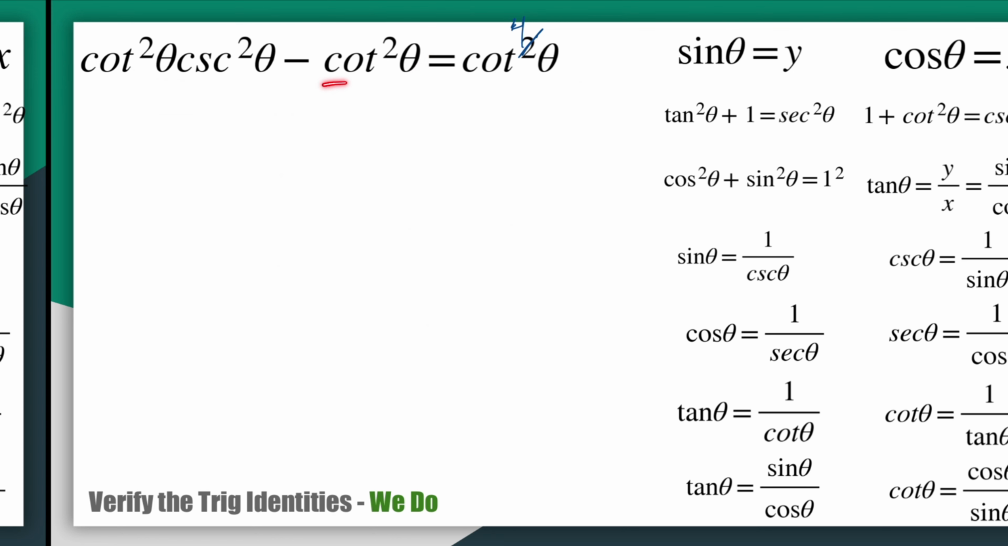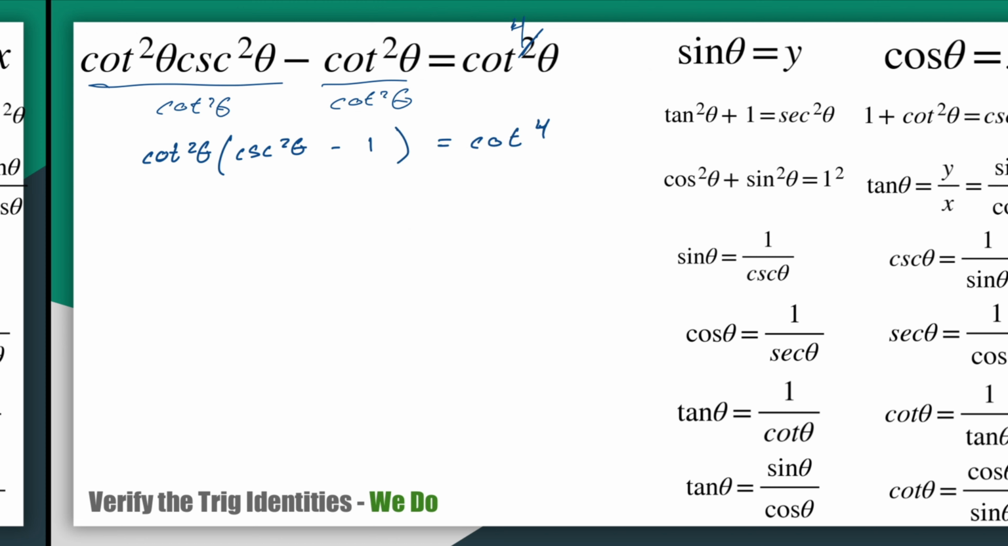Now if we look at this, of course we can change cotangent, we can change cosecant, but I want you to think of this differently. You have a term here, and you have a term here, and they both have cotangent squared theta. So take those out. Divide out the cotangent squared theta from each term. So that I'm left with cotangent squared theta multiplied by cosecant squared theta minus 1 is equal to cotangent to the power of 4 theta.